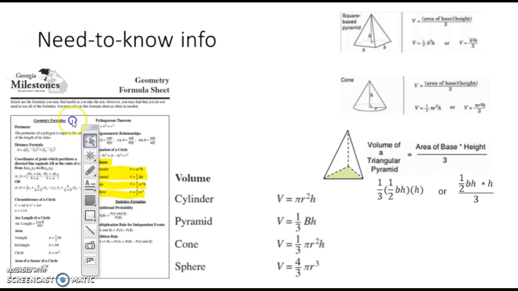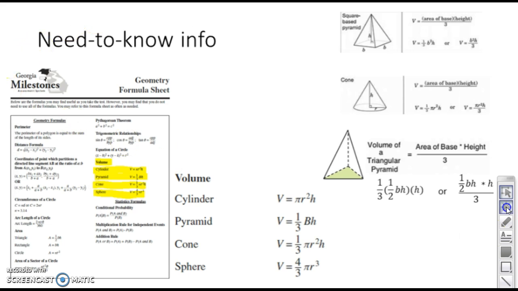Alright, so here's our need to know info. I was kind of mad at myself that I forgot to put this on the last help video. But you are given this formula sheet. You can use it on every test, every quiz, the interim assessments, the end of course test. So this is a really important formula sheet.